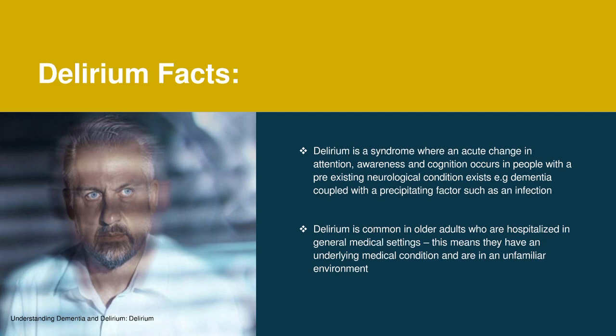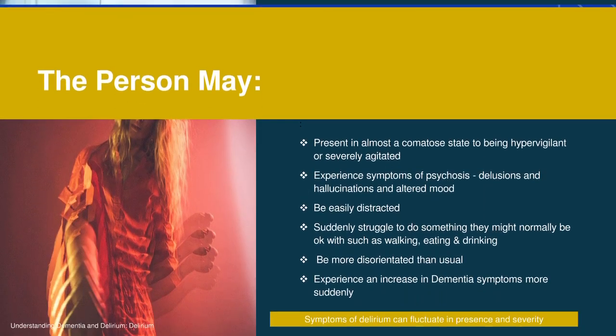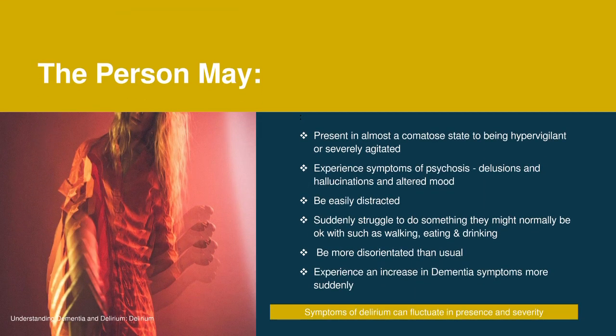It's common in older adults who are hospitalised in general medical settings. So this means they have an underlying medical condition and they're also in an unfamiliar environment. So the person may present in either an almost comatose state or to being what we call hypervigilant or severely agitated. They may experience symptoms of psychosis, such as delusions and hallucinations, which are false beliefs or seeing things that aren't there, and they may experience altered mood.